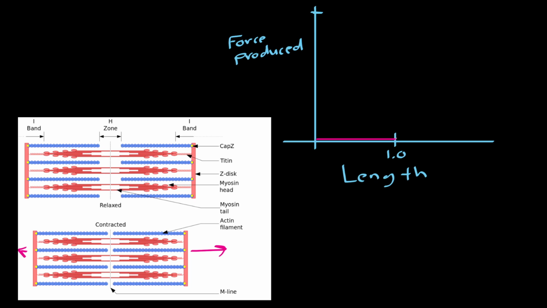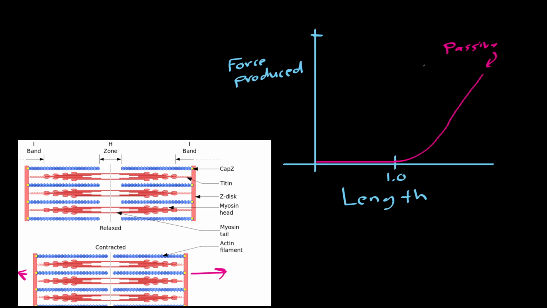And then after a certain length, these titin proteins will start stretching out, and just like a rubber band, they will produce a passive force. Maybe I'll label this passive. They'll produce a passive stretching force, right? That will have a tendency to want to contract the muscle back together. So this is the passive force length curve of muscle.